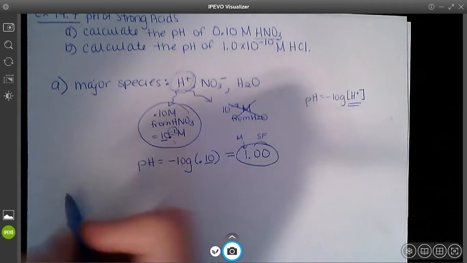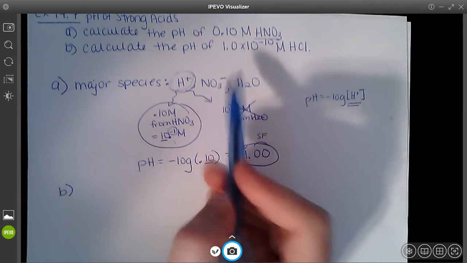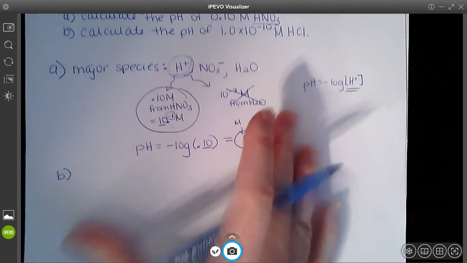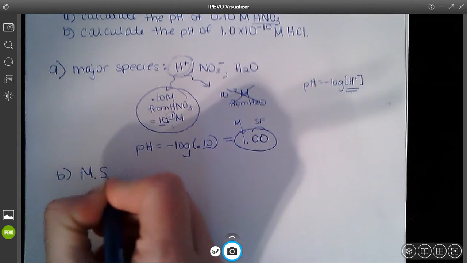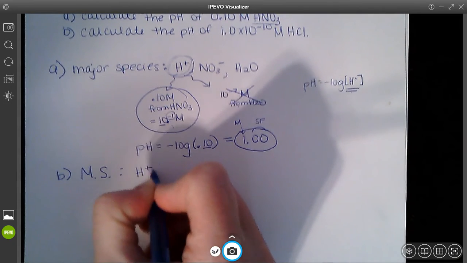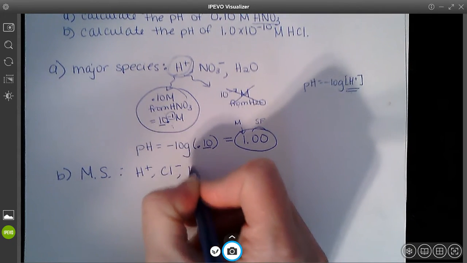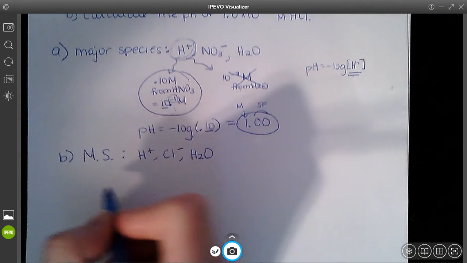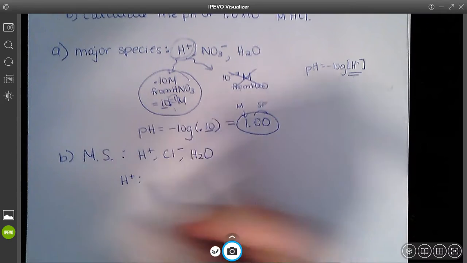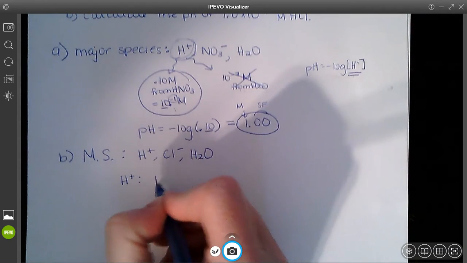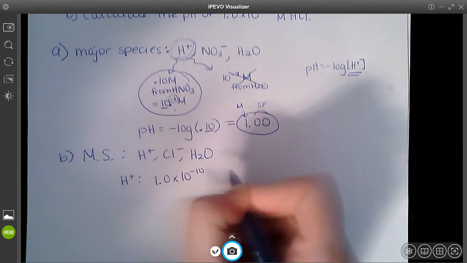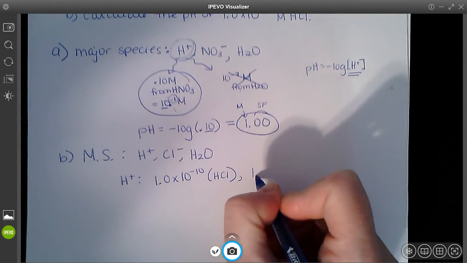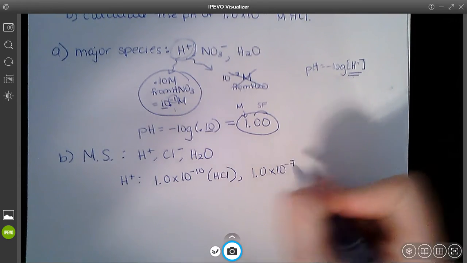Okay. Let's do part B. Calculate the pH of 1.0 times 10 to the negative 10th molar HCl. All right, so our major species. I've got H plus, Cl minus, and H2O. My H plus came from HCl, so I've got 1.0 times 10 to the negative 10th. This is from HCl. And I've got 1.0 times 10 to the negative 7th, and this is from H2O.